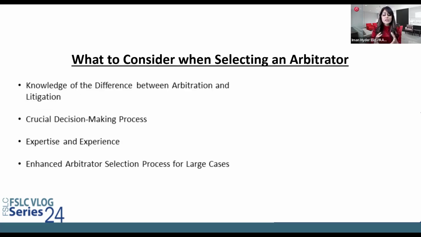So let's talk about what we actually consider when we're selecting an arbitrator. I think one of the main things really is that your arbitrator, or your arbitrators if you have a panel, really needs to understand the difference between arbitration and litigation. Arbitration is not litigation light. You're not going to have a whole world of discovery done on a case. You're not going to have a bunch of motion practice done as well. So it's really important to have an arbitrator that understands what the differences are so they can actually shepherd you through the process. I do agree that it is the party's process, but it's really the arbitrator's role to guide you through it and make sure that it stays cost effective and time effective. So you definitely want someone who understands that.